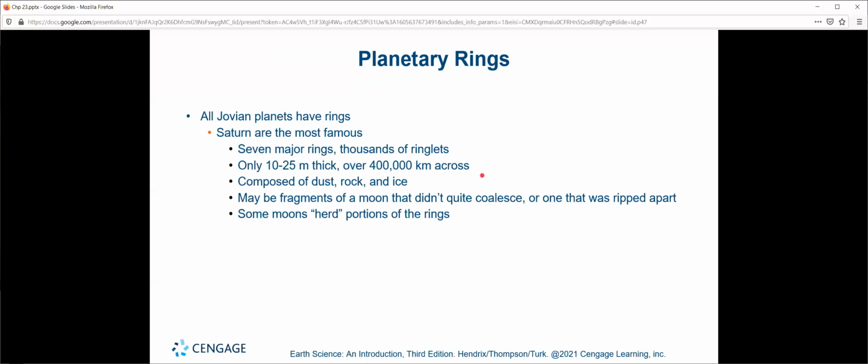Mostly about 10 to 25 meters thick, we think, but some of them are very, very wide, some 400,000 kilometers across. Mostly composed, we think, of dust, ice, and rock. Perhaps fragments of moons that haven't quite coalesced or were once ripped apart. In fact, some of these rings have moons in them, with their moons held in herding portions of the rings. So you can imagine, when we talk about the formation of Earth's moon, perhaps Earth at some point had a ring around it, similar to the Jovian gas giants, until the moon itself coalesced and formed.